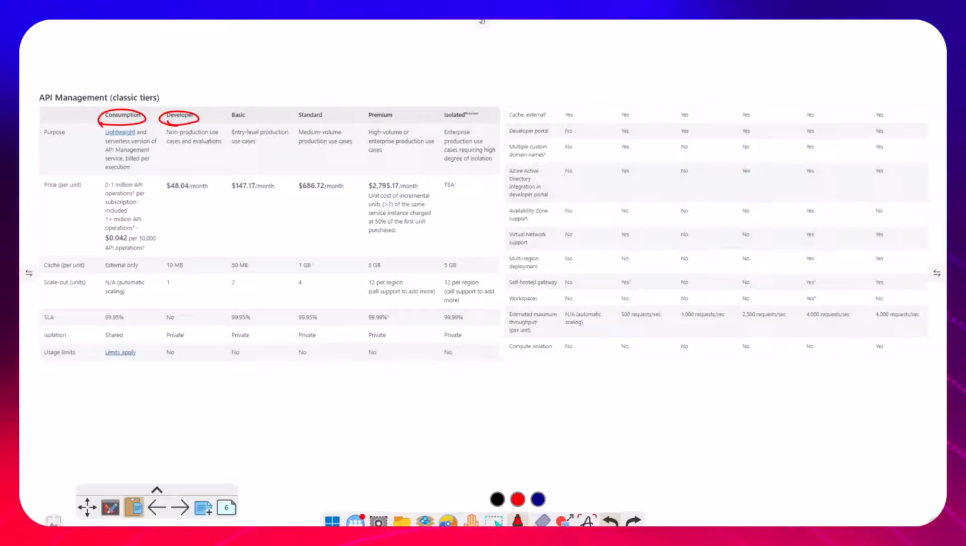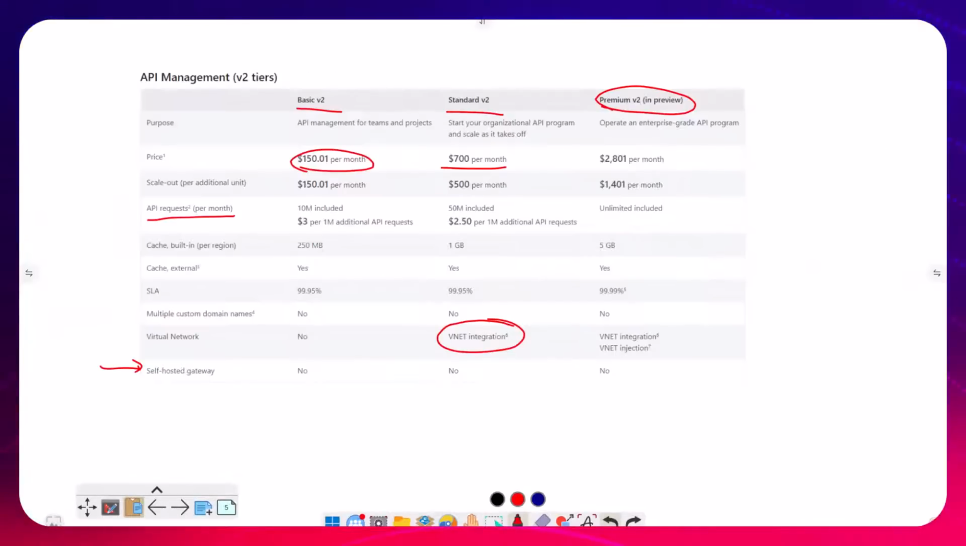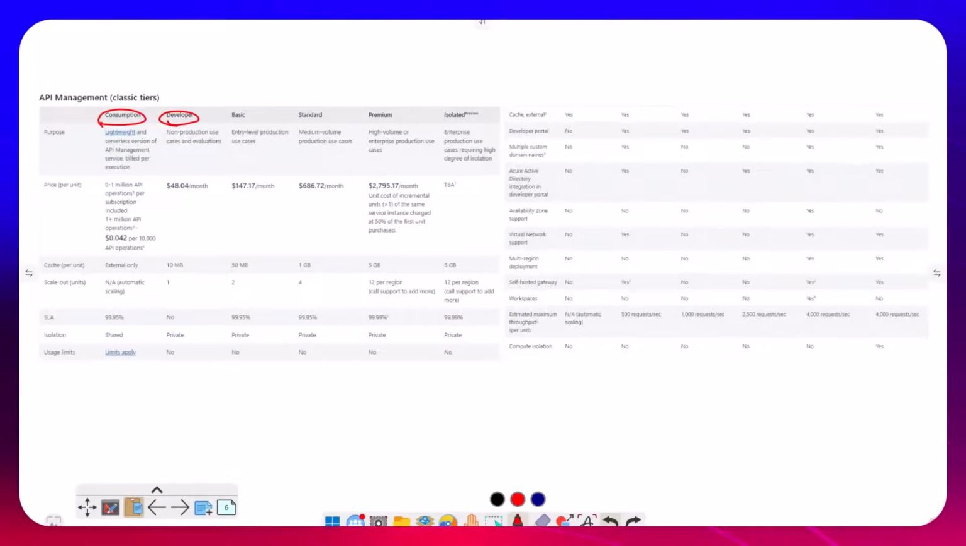I guess the pricing's not hugely different. If we go back one, it's 150 a month versus 50 a month. So for many people that might be bearable, but I think we've got to expect that V2 will eventually have a developer tier.